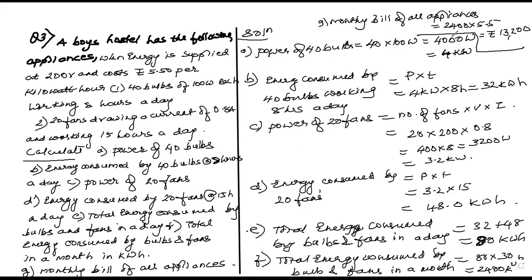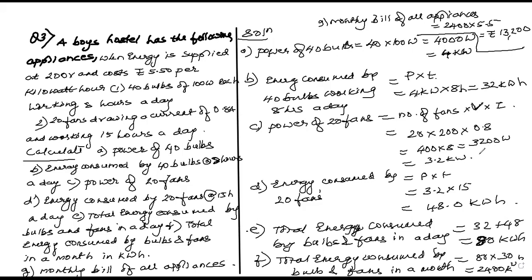1,000 watt is 1 kilowatt. So 4,000 watt will be 4 kilowatt. The energy consumed by 40 bulbs working 8 hours a day will be power into time, 4 kilowatt into 8 hours, 32 kilowatt hours. Power of 20 fans, the number of fans into V. Unlike here, for the bulb they're given, each bulb consumes 100 watt. Here they are not given. So they want the power of the 20 fans. It will be number of fans into V into I, 20 into 200 into 0.8.